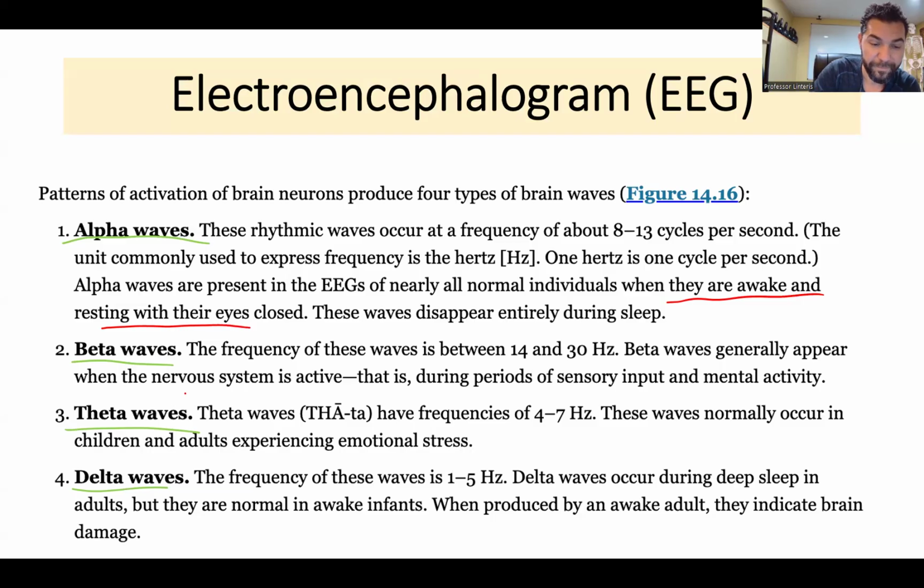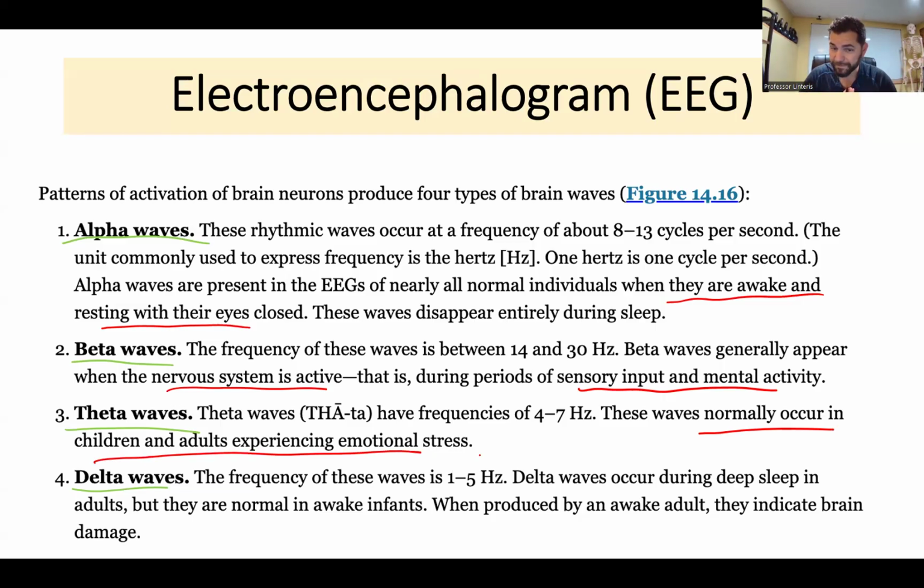Beta waves you can think of as present during lots of activity, right? Lots of motor input, lots of sensory input, lots of stuff going on in the brain, very, very active. Those would be our beta waves, and we'll see what they look like in 2 seconds. Theta waves are usually present in children and adults experiencing stress. And delta waves occur during sleep or in infants.